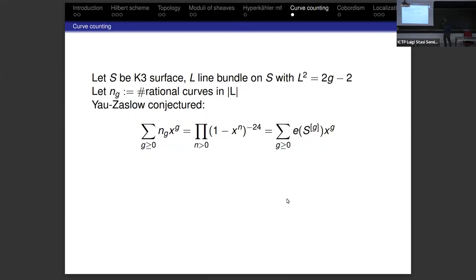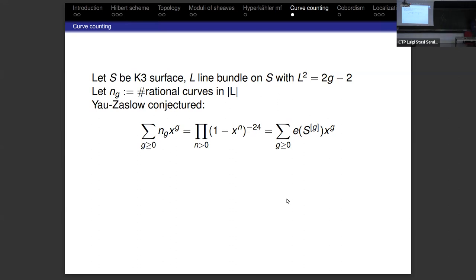Okay, then I come to one other kind of ancient application of this. This is an old story. So if S is a K3 surface, L is a line bundle on S, where the self-intersection of the first Chern class is 2g minus 2, then you expect that the number of rational curves in the complete linear system L, so the number of rational curves which are zeros of sections of L, that number should be finite. We call this number N_g. It actually turns out to only depend on g if you count curves with multiplicity.